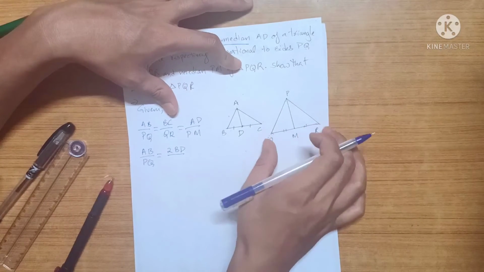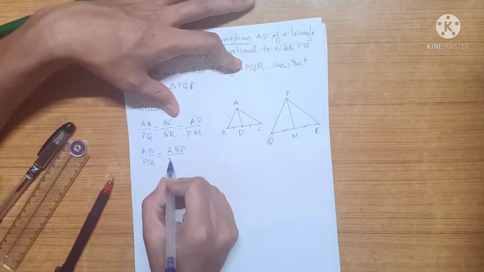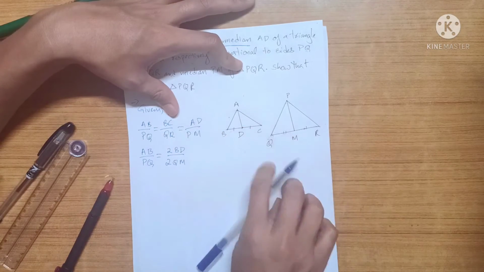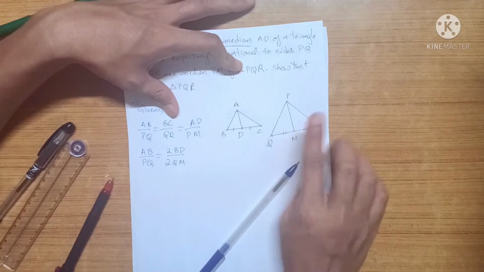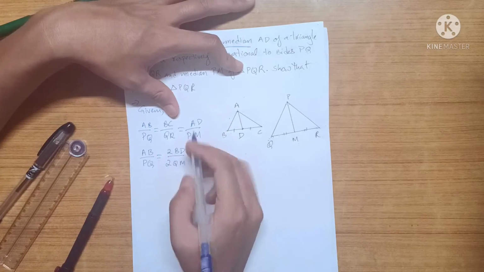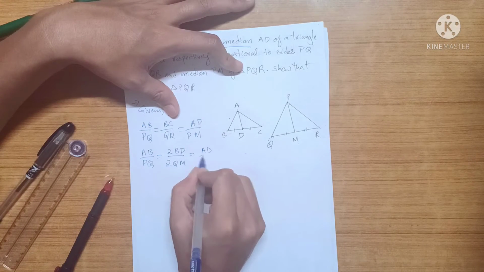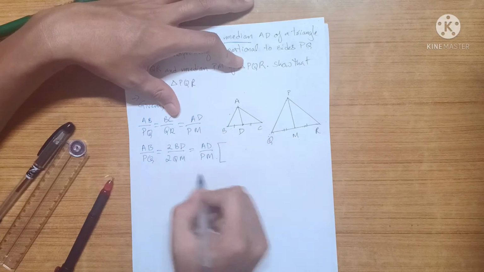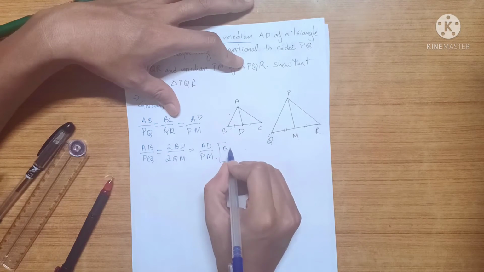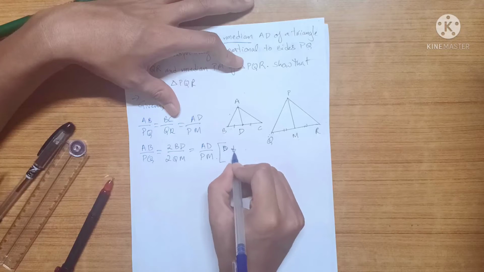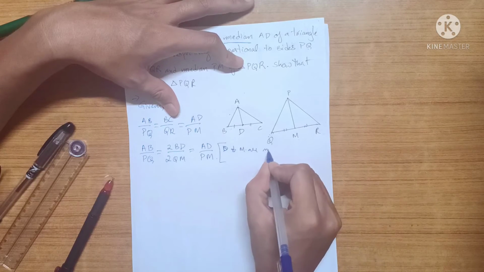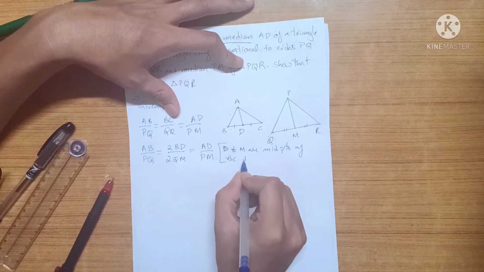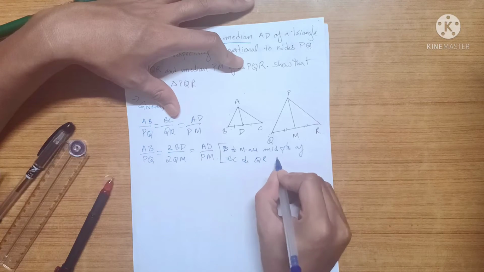Exactly the same we can do it for this also. QR, I can write 2 times QM. Just make sure that since I'm taking BD, which is this side of the triangle, you have to take QM, this side of the triangle, okay? Equal to these things, we're going to write the same, okay? And then the reason for writing this is D and M are midpoints of BC and QR respectively.